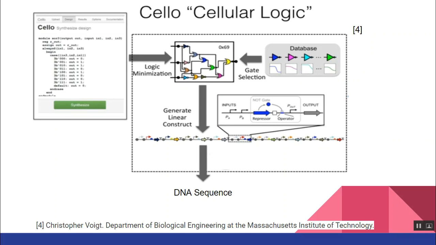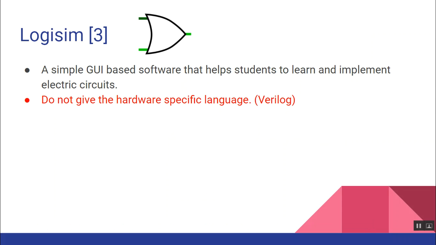Cello is a tool for genetic design automation which makes genetic circuits automatically from a user-provided circuit in the form of code in a hardware descriptive language, that is Verilog. Logisim is a GUI software for making logic based circuits. We are providing a software extension which takes input circuits from the generic Logisim GUI and converts that information to Verilog code which is directly usable by Cello. It is a simple GUI based software that helps students learn and implement electric circuits.